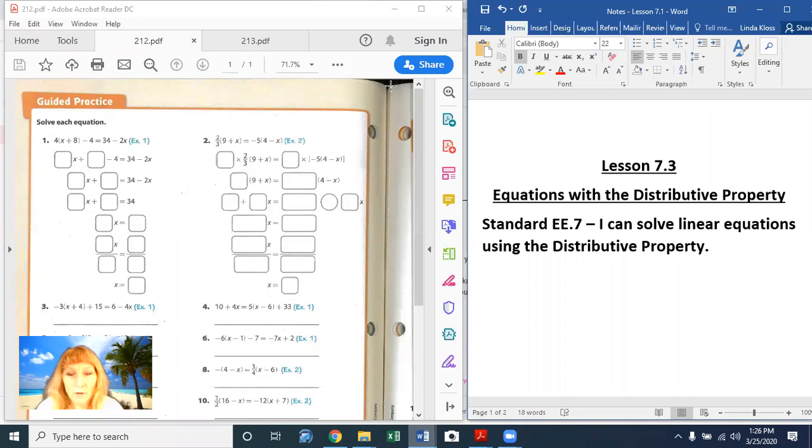Okay, today we are going to be working from lesson 7.3, equations with the distributive property. The standard we're working in is standard EE7: I can solve linear equations using the distributive property. So we are going to get started.